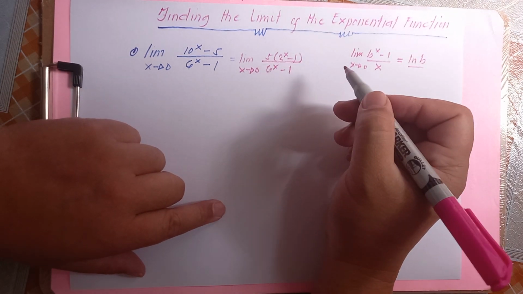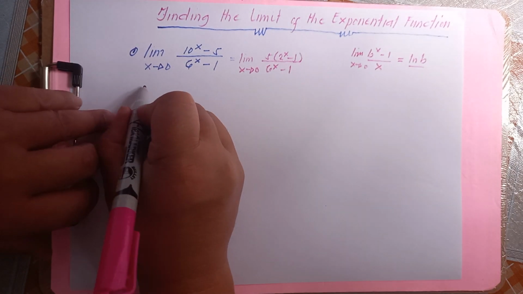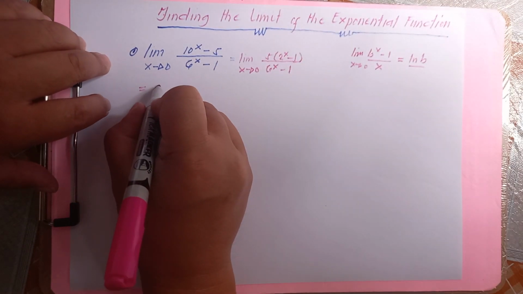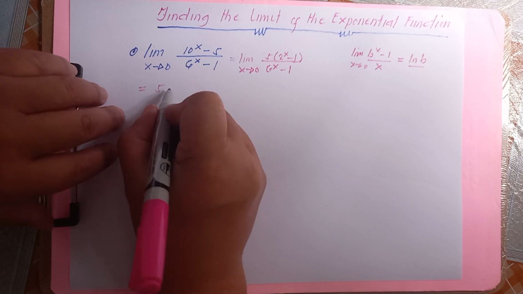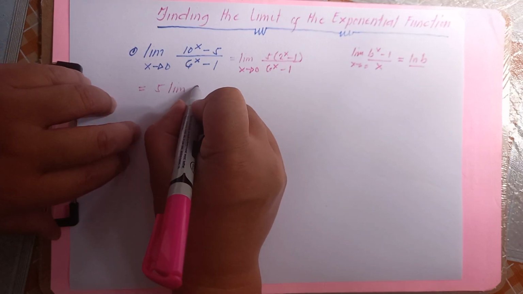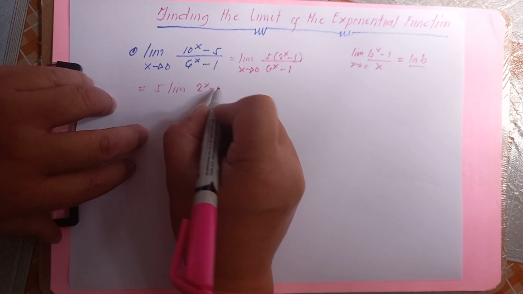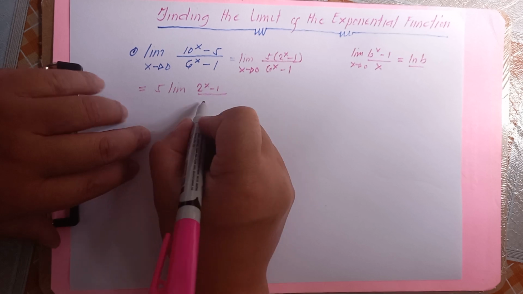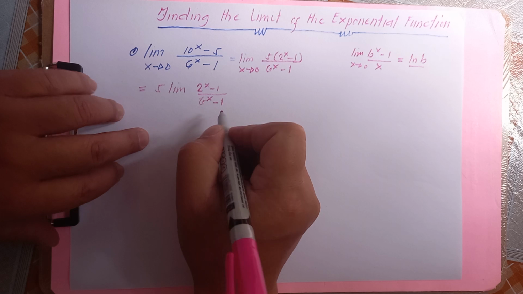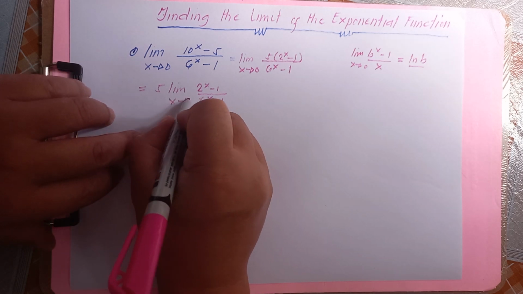Having said that, let's continue. Now we have the new statement saying the limit, okay, the limit of 5, that is the same as, by a property of limit, 5 multiplied by the limit of (2^x - 1)/(6^x - 1) as x is approaching 0.